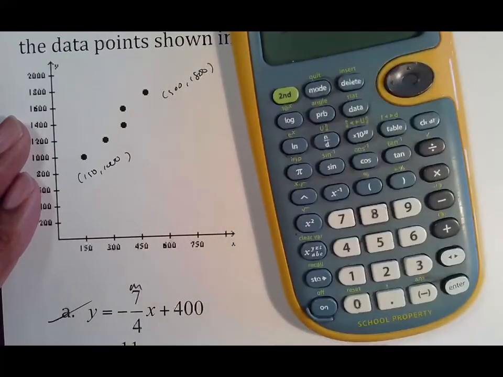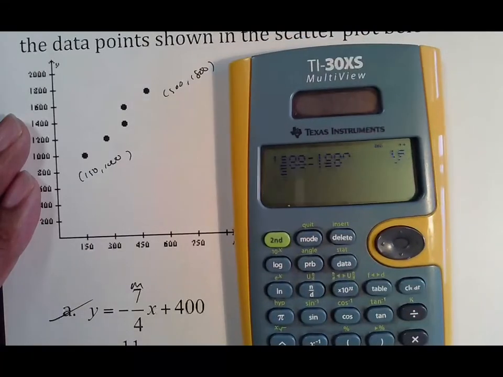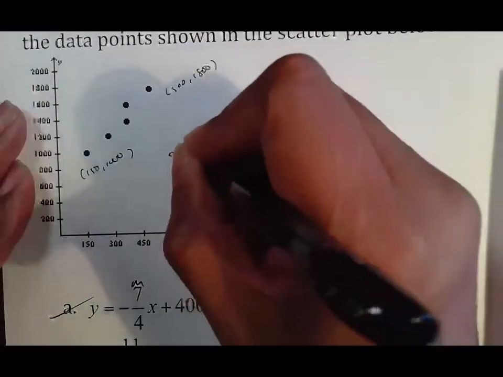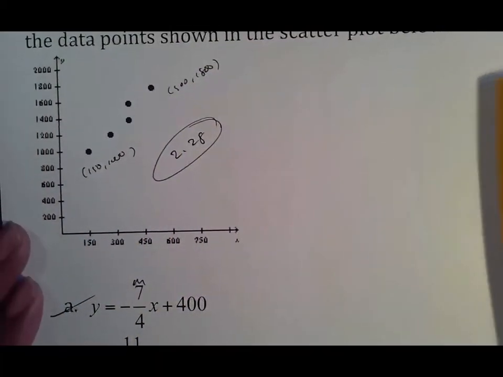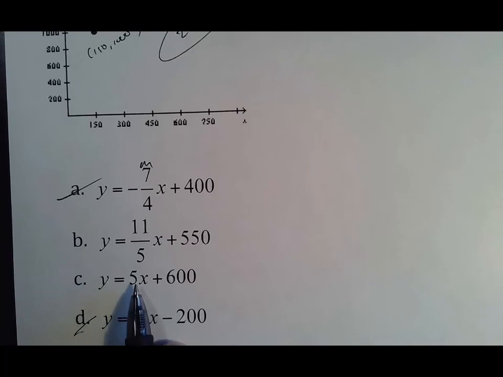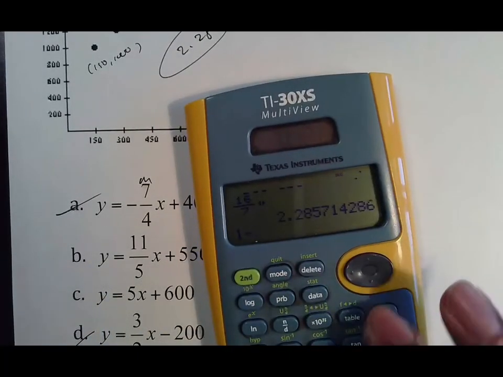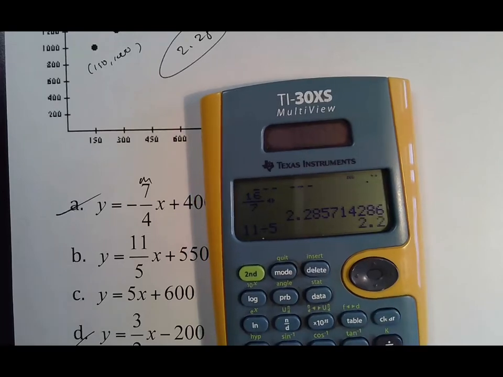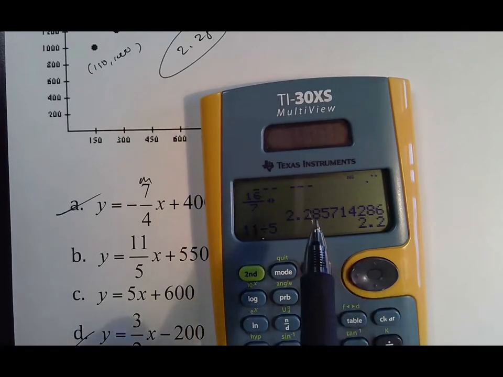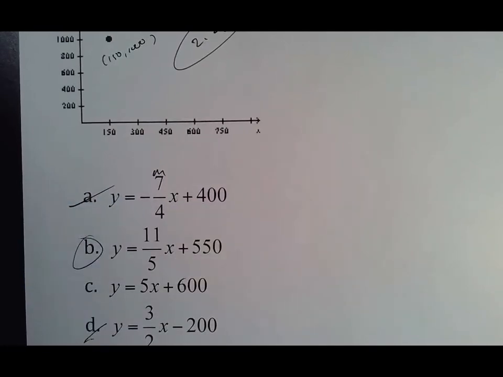Now here's the nice thing about it. This double arrow is a conversion key, so if I hit this conversion key, it's going to give me an estimate of what it should be. So about 2.28 is my slope. Okay? Is 2.28 the same as 5? Not even close. But what's 11 divided by 5? Well, it's 2.2. Hey, that's pretty close to 2.28. It's got to be this one.